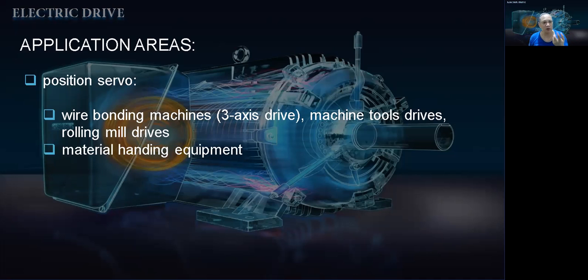Material handling equipment also needs some tracking, some positioning control, and automation systems, of course, and robots, robot hands. It's position control. So these are the application areas that we can apply.